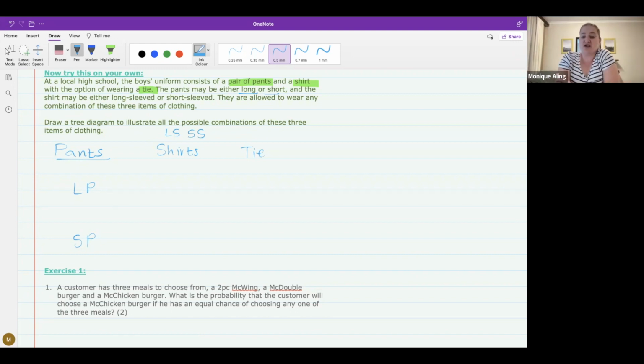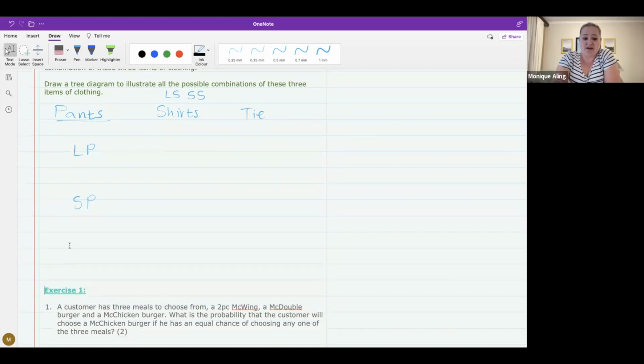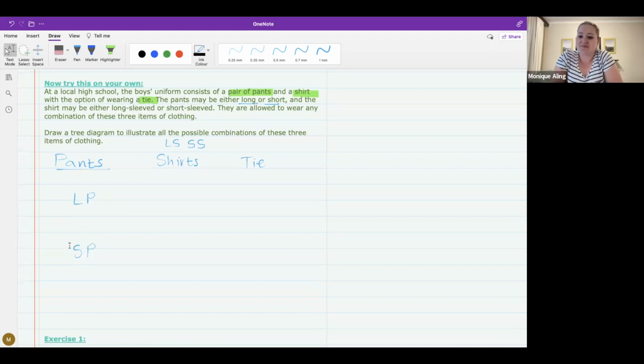Okay, so I'm going to ask you guys to try fill in this tree diagram for me. I'm going to give you a couple of minutes to try. Do it in pencil, just because spacing can sometimes not be your friend. Let me know if you want some help.